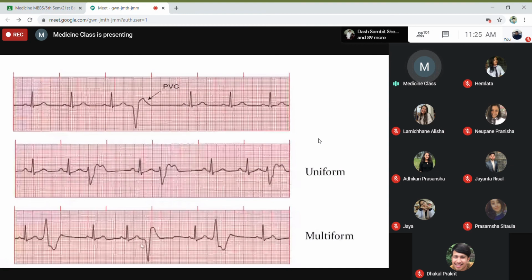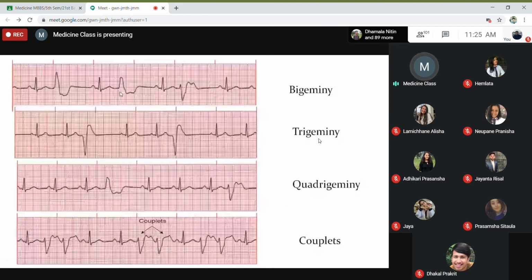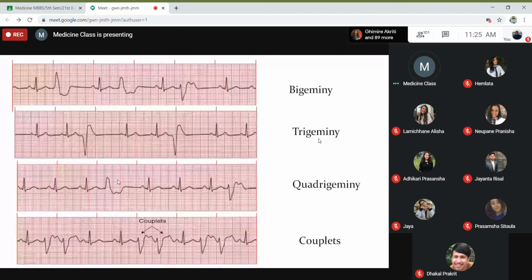Again, it can be considered as bigeminy, trigeminy, quadrigeminy, and couplets, something like that. If it comes in alternate, like one normal, one PVC, another normal, PVC, then we call that bigeminy. If it comes after every two normal beats, then it's trigeminy. If it comes after every three normal beats, and then a PVC, then it's quadrigeminy. If two come together, then it's a couplet.